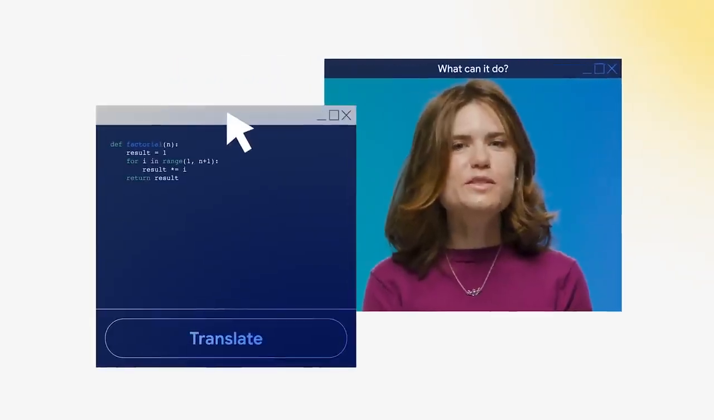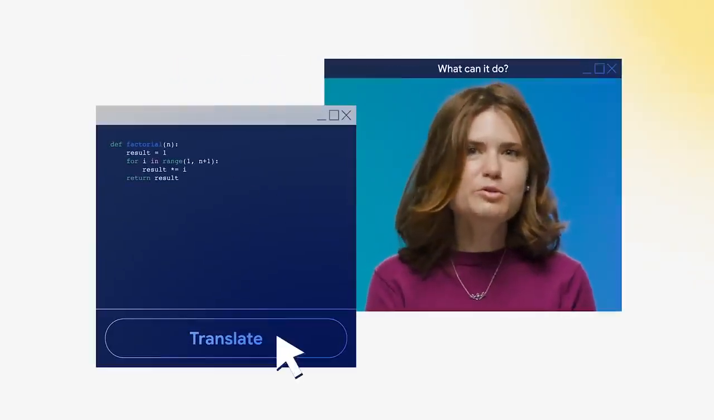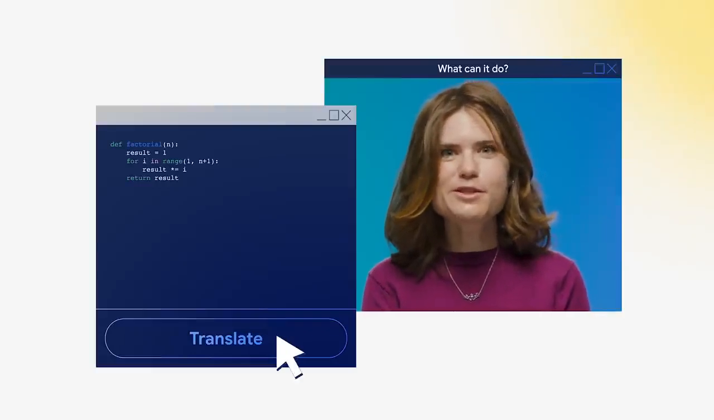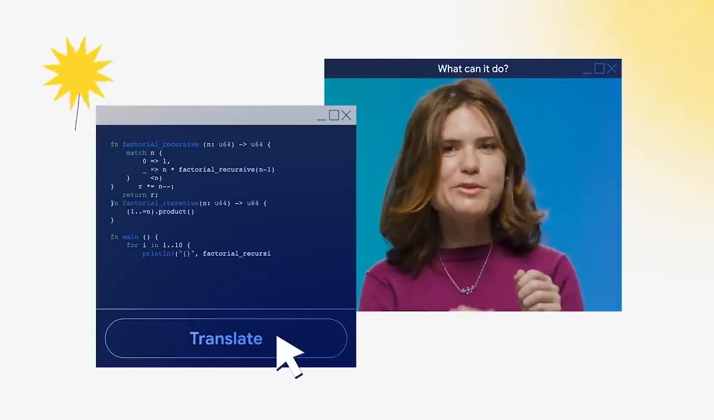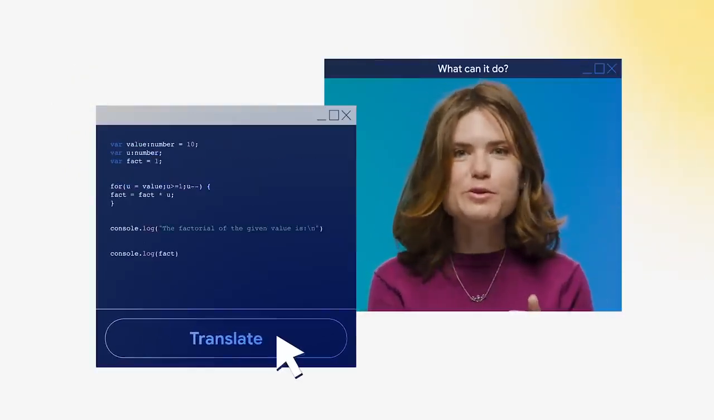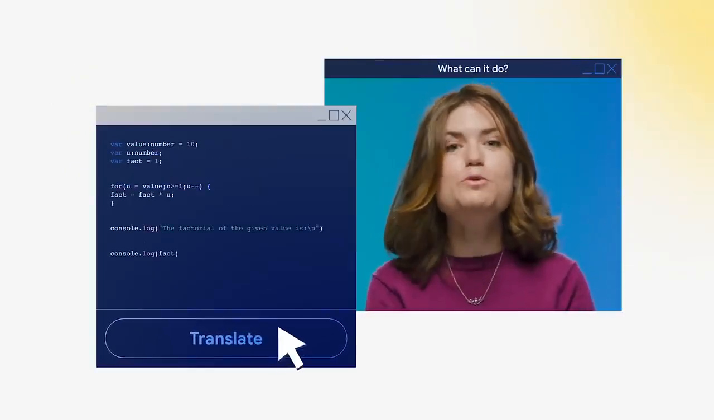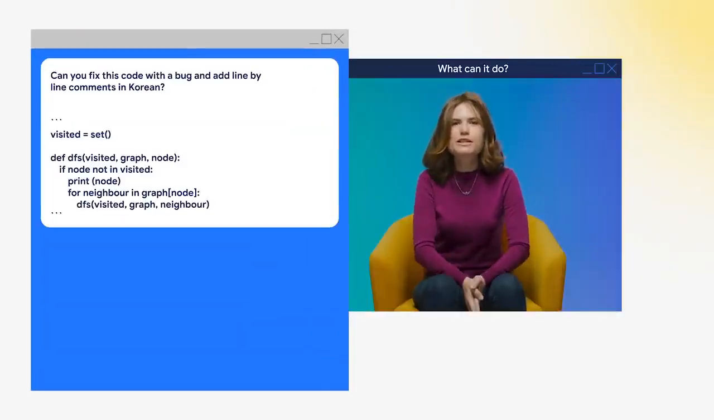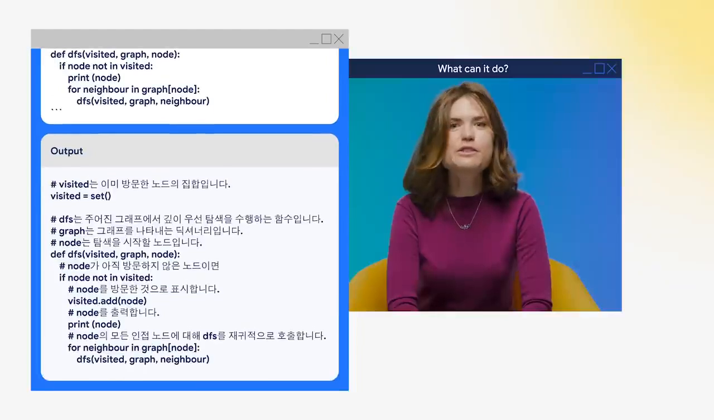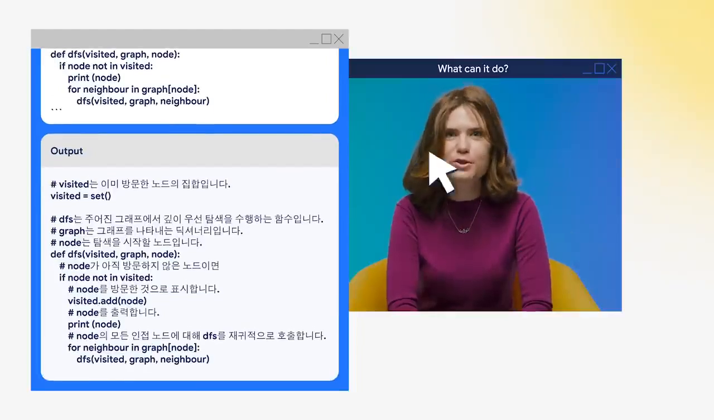PaLM 2 can translate not only spoken word languages, but also programming languages. So if you wanted to go from Python to R, or C++ to Rust, or JavaScript to TypeScript, PaLM 2 can get you most of the way there. So I could use PaLM 2 to collaborate with a colleague in a code base that might have all of its documentation implemented in Korean.